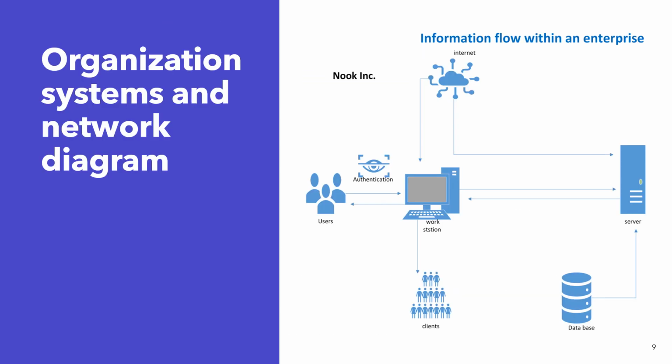Now we look at information, organization systems and network diagram. So we look at the information flow within an enterprise. The information starts with the internet. The internet goes to the workstation, and then the workstation sends information back and forth to the servers, and the servers get information from the database that is sent to the workstation, which in return supplies the clients and the users. So the users need authentication to get access to the workstation.